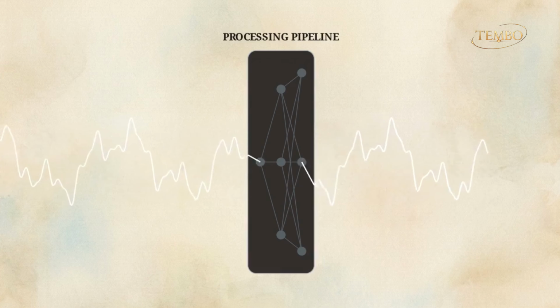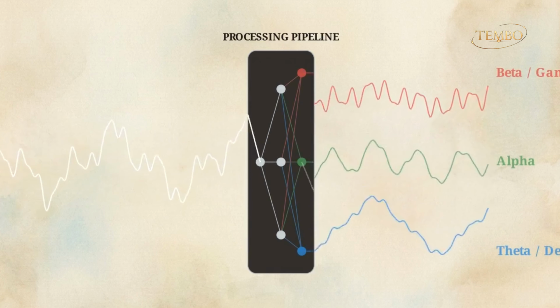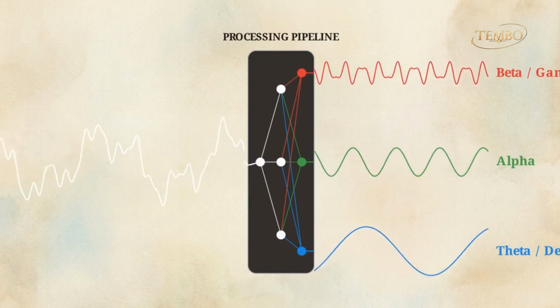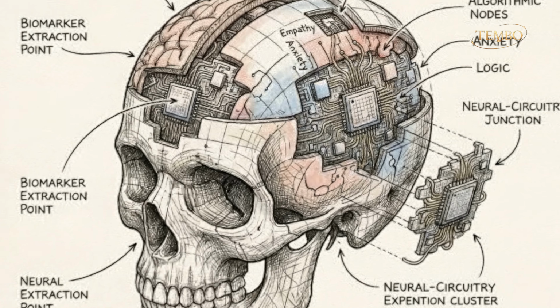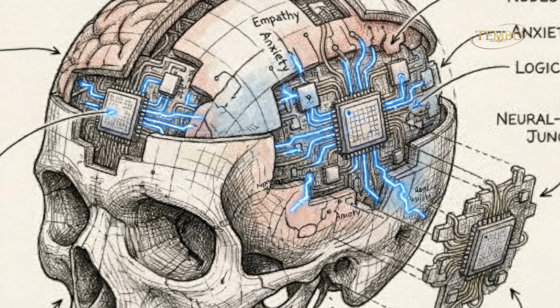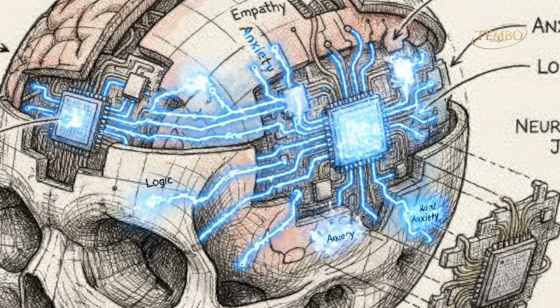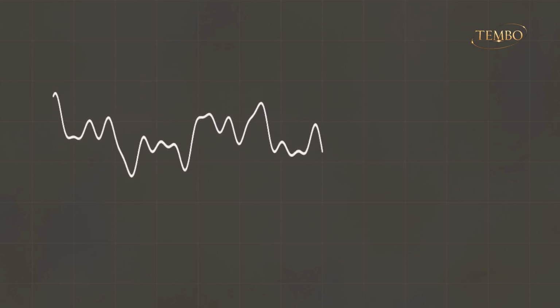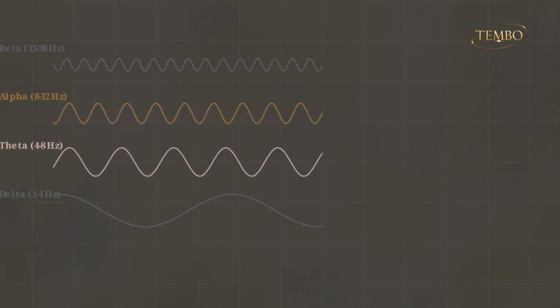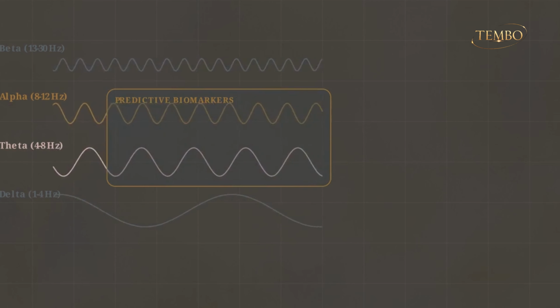Within that processing pipeline, the neural network separates the raw data into distinct frequency bands. This extraction enables affective computing, the automated recognition of human emotions through biological markers. This data visualization shows the isolation of frontal alpha asymmetry and theta activity from the background noise.